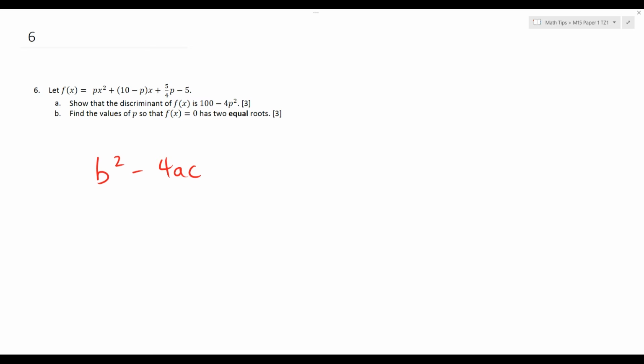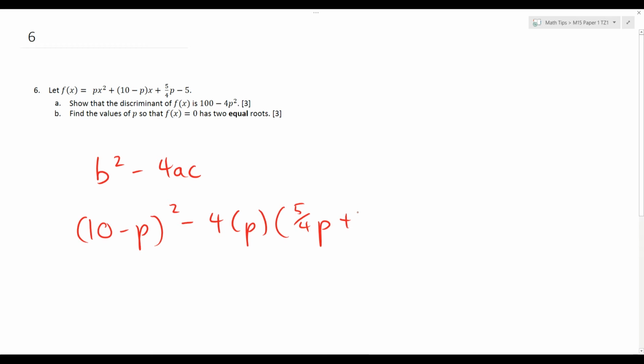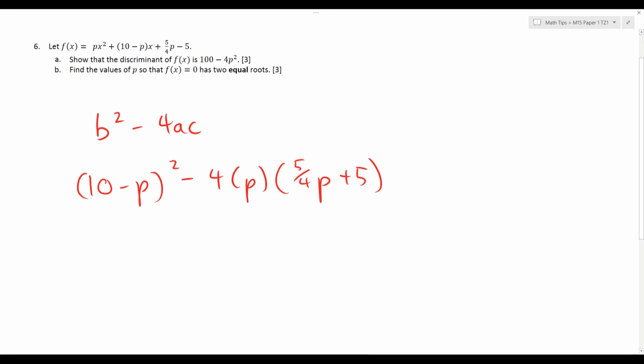b is the coefficient of x. So simply we go for 10 minus p, whole squared, minus 4 times p times, what is c? Ooh, c is nasty. C is actually 5 over 4p plus 5. Lovely. Okay, show that the discriminant is that.